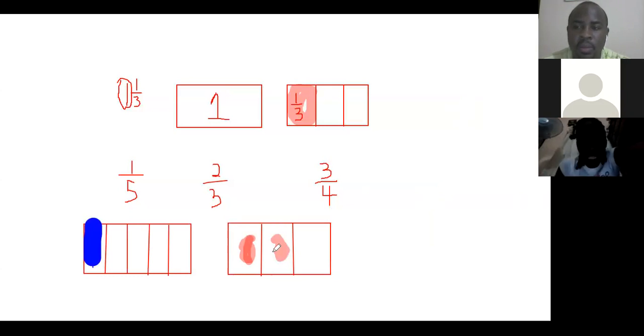So everything is always one whole. To make a fraction, the whole must be divided into equal parts. Equal parts. Okay. And that's how we can consider some part of a whole to be a fraction. All right? Yes, sir. All right, good. Now, let's look at some more here.